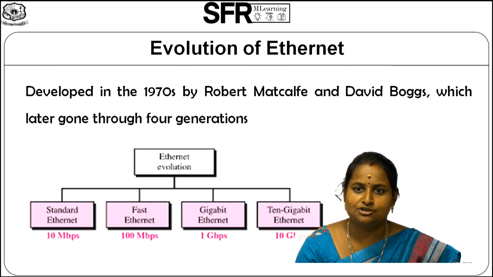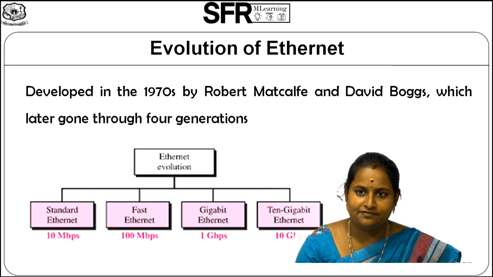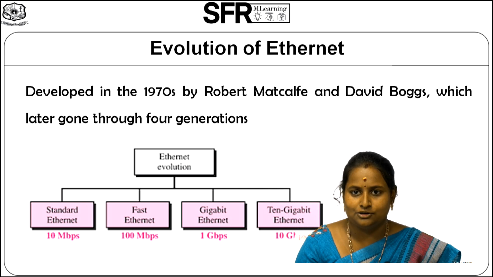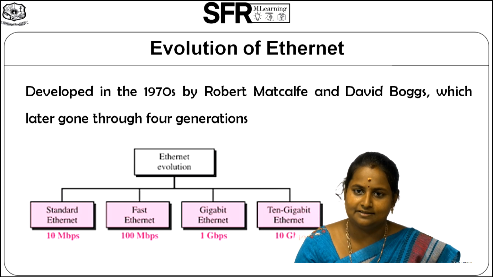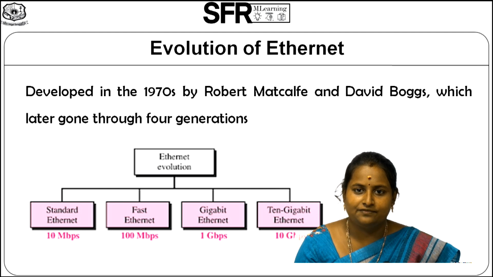This is the evolution of Ethernet. The term Ethernet was first developed in the 1970s by Robert Metcalfe and David Boggs. Later, it went through a total of 4 generations. The first generation is named Standard Ethernet, the next is Fast Ethernet, the third one is Gigabit Ethernet, and the last one is 10 Gigabit Ethernet. In the 4 evolutions, the difference is only in the speed.